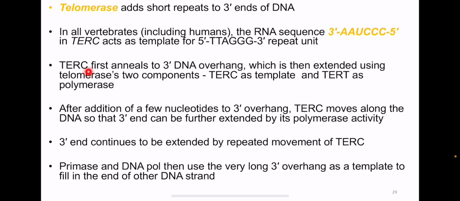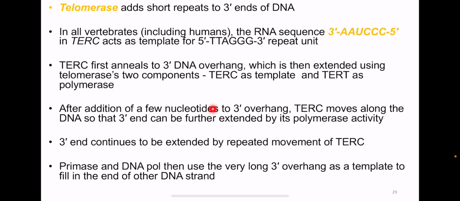So what does the TERC do? The TERC component with telomerase first anneals to the 3' end overhang, and it's going to extend it, using the telomerase's two components: using the TERC as the template and the TERT as the polymerase, or the synthesizer, or the transcriptase.